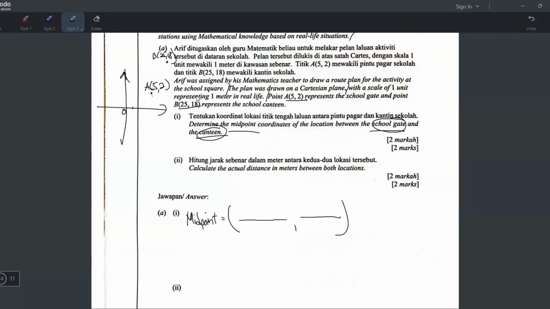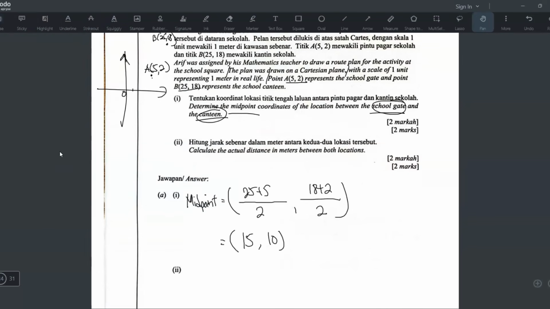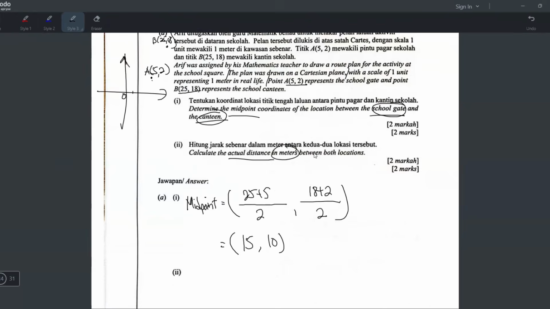So how to find the midpoint? X plus x divided by 2. That's how you find the titik tengah. So you can take 25 plus 5 or 5 plus 25, doesn't matter, because you end up adding them together. So 25 plus 5, and then the other one I can take 18 plus 2, divide by 2. I end up with 6. No, this is not 6. 25 plus 5 is 30, divided by 2 is 15, right? So it should be (15, 10). So that's the midpoint coordinates. Alright, that's it.